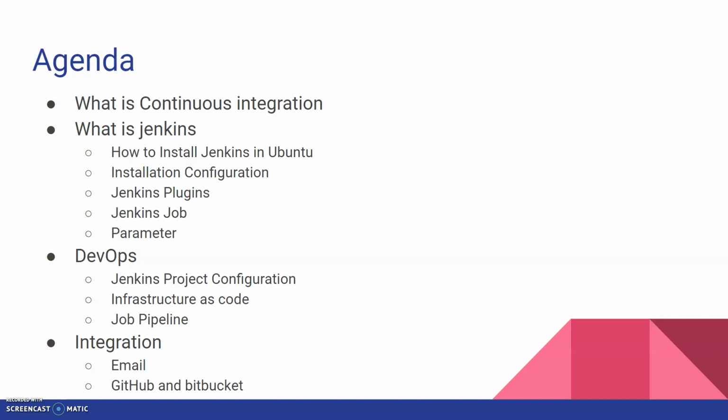We'll also write the DevOps pipeline that we'll use for checkout, integration testing, and CI and CD tests. And at last, we'll do the integration between email, GitHub and Bitbucket, and we will take some more examples for the integration process.